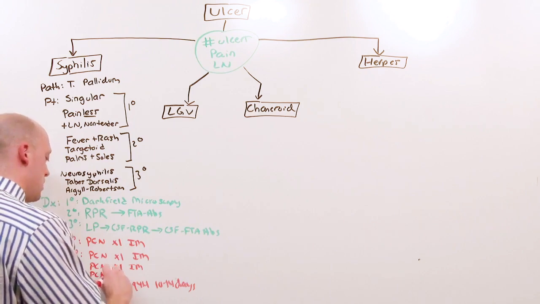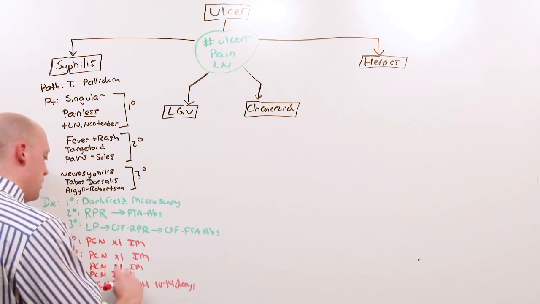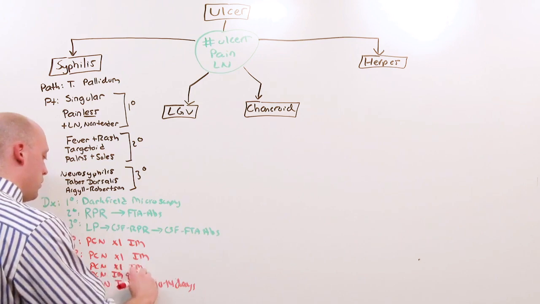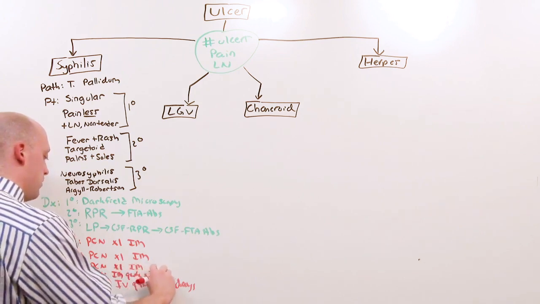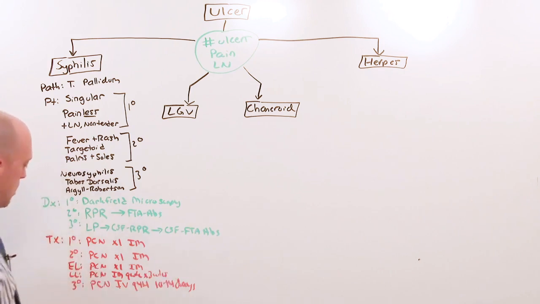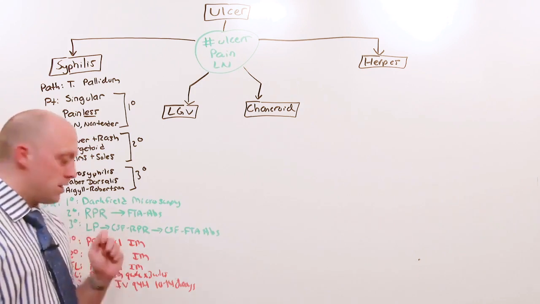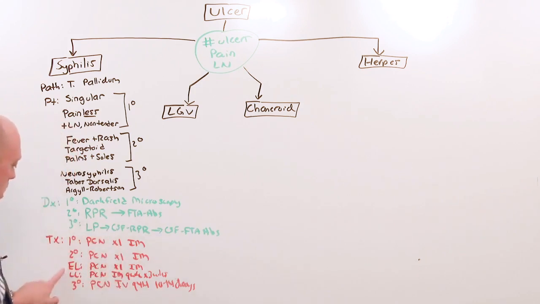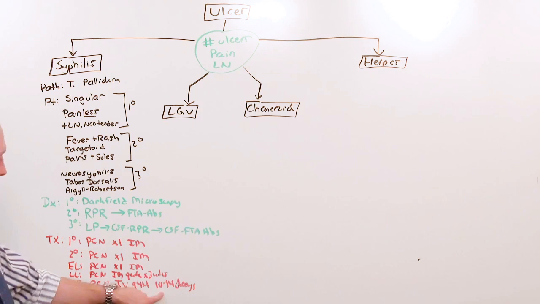But you give it IM weekly for 3 weeks. I did it this way on purpose. Primary, secondary, and early latent, one time penicillin in the arm, call it a day. Late latent, penicillin 3 times weekly. Tertiary or neurosyphilis, Q4 hours for 10 to 14 days.